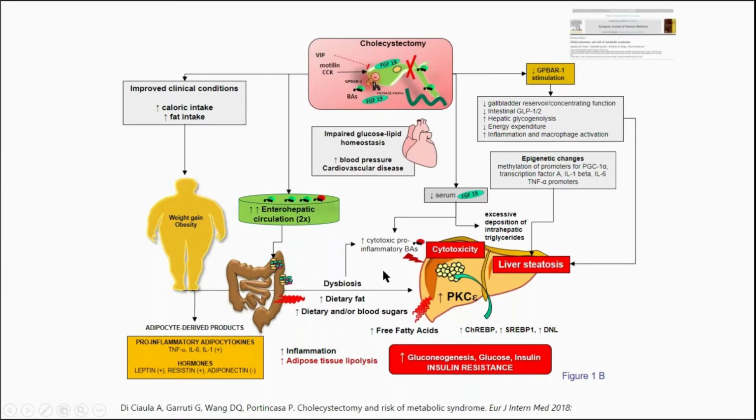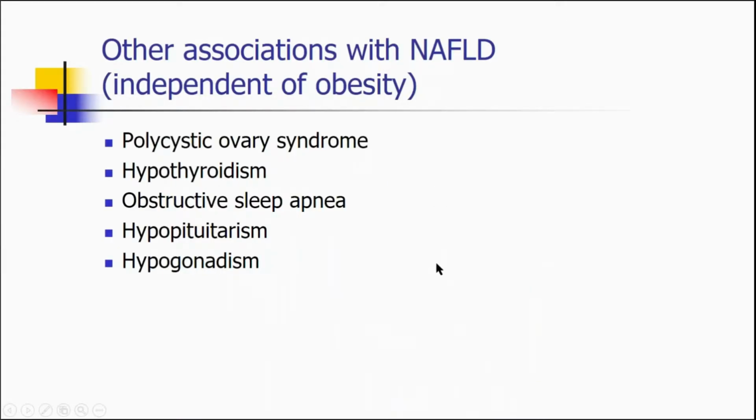liver steatosis, perpetuating already ongoing metabolic abnormalities with cytotoxicity, and starting a further insulin resistance. Not only, but if patients stay well, because they have no symptoms, they will eat more and more, and the caloric intake, together with this pro-inflammatory status and dysbiosis, might further perpetuate this steatogenic damage. NAFLD is also associated with other conditions like polycystic ovary syndrome, hypothyroidism, obstructive sleep apnea, hypopituitarism, and hypogonadism.